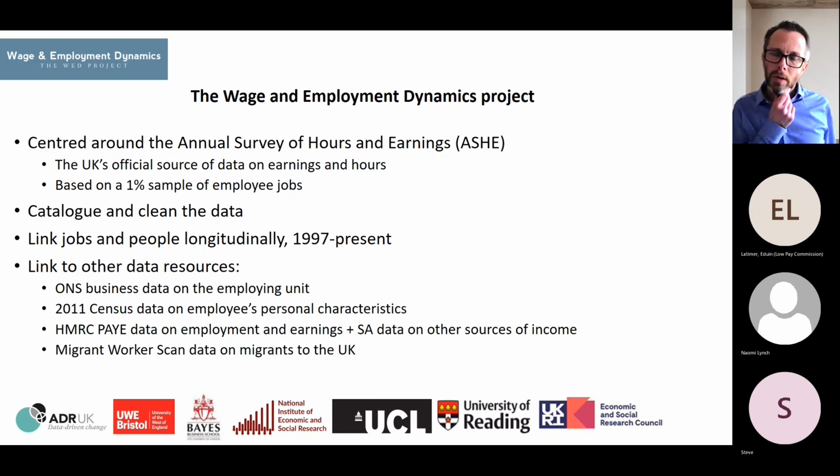And ONS have also been helping us to link ASHE to self-assessment data. So if you do a self-assessment tax return, you'll know that you're reporting not only on your employee income, which would be in ASHE, but also on your self-employed income or other income. So by linking to self-assessment returns, we can get a broader picture of somebody's income beyond their employee earnings.